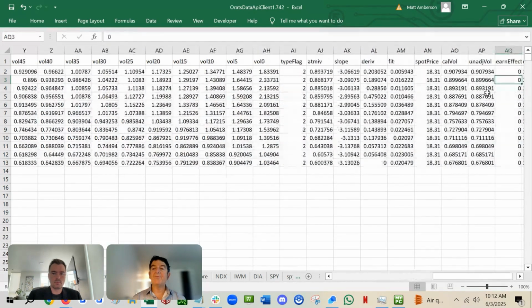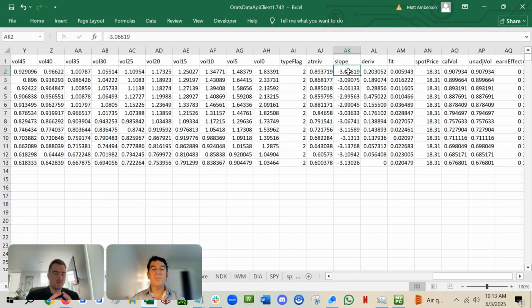And then the spot price is well below. That's 18.31. And then we have a slope. The slope for most stocks is positive. So it's negative for VIX, because, like I said, it's opposite than most.